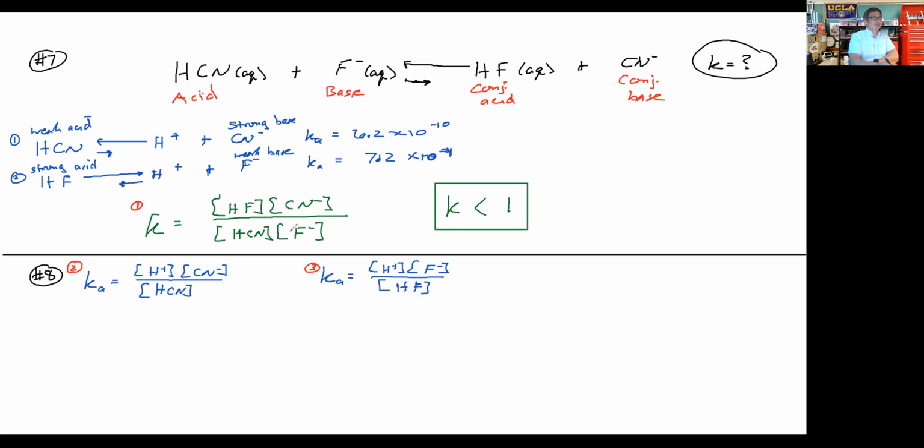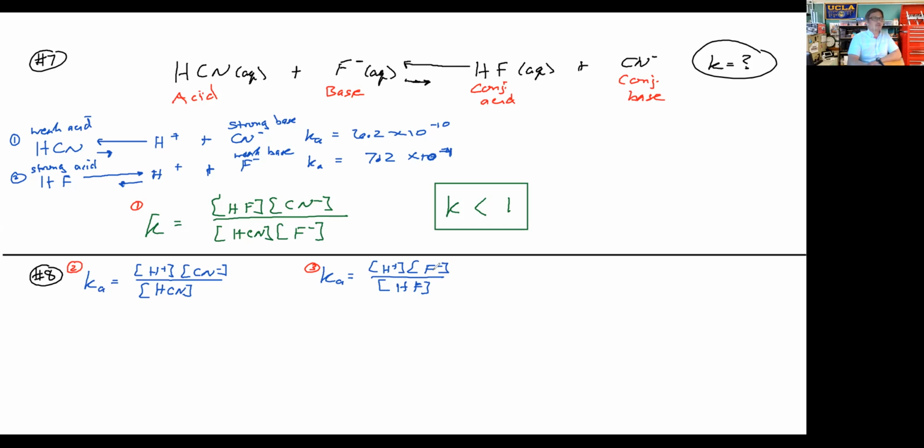Looking at the denominator for the first equation, we have hydrocyanic acid, HCN, in the denominator and fluoride ions in the denominator. Looking at this equation here, HCN is in the denominator, however fluoride ion is in the numerator. So what can we do? If we can combine these two equations together, we can make this, but we can't combine them in this way.